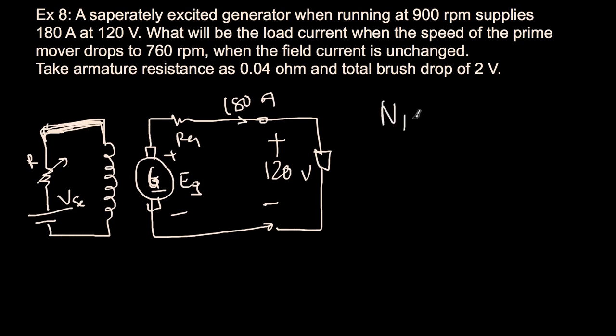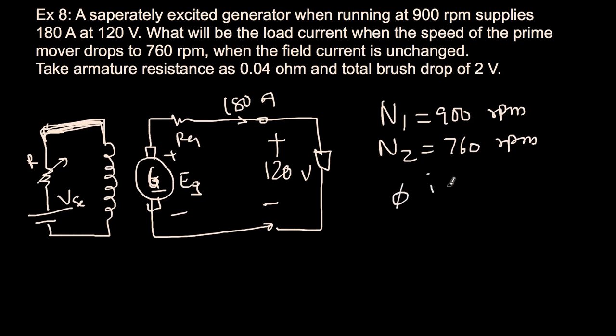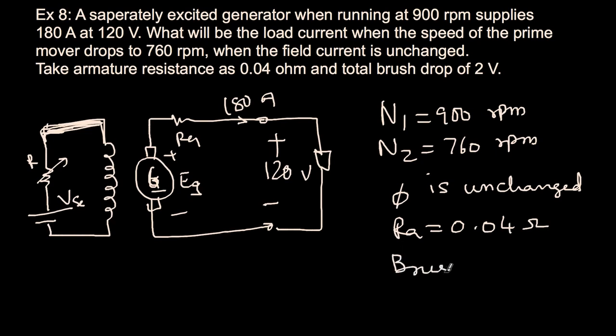Here N1 is 900 RPM, N2 is 760 RPM. When the field current is unchanged, the flux is constant, unchanged. Take the armature resistance RA as 0.04 and total brush drop 2 volts.